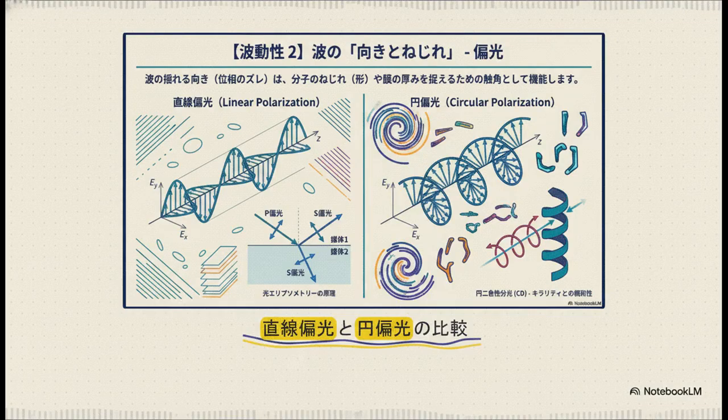Here's how we use it in the lab. Linear polarization, where light only wiggles in one straight plane, is perfect for measuring the thickness of thin films, which is what ellipsometry does. But what about circular polarization, where the light moves forward like a twisting corkscrew? Well, that corkscrew shape maps perfectly onto chiral or asymmetrical molecules like amino acids. This is the exact principle behind CD spectroscopy.